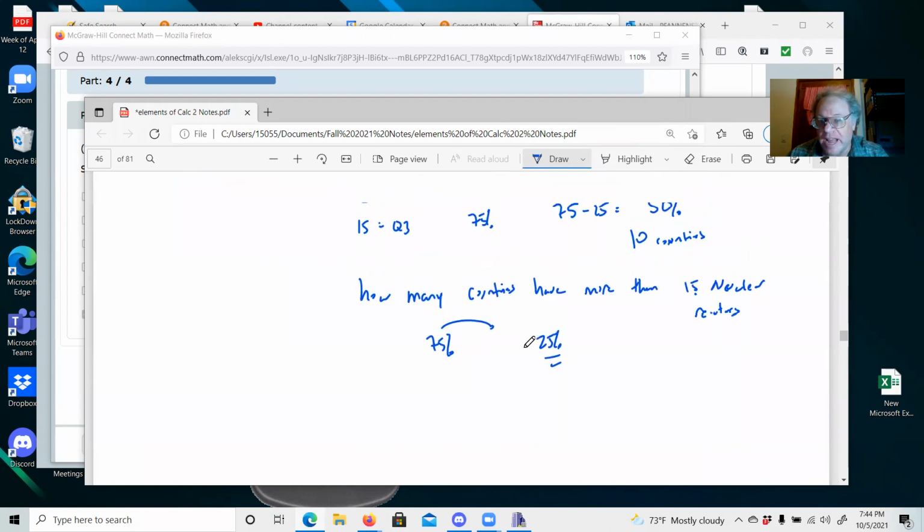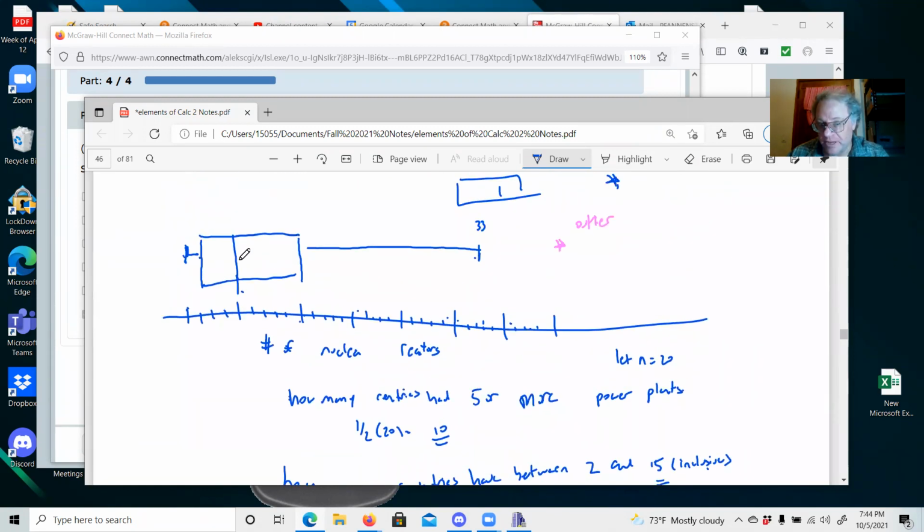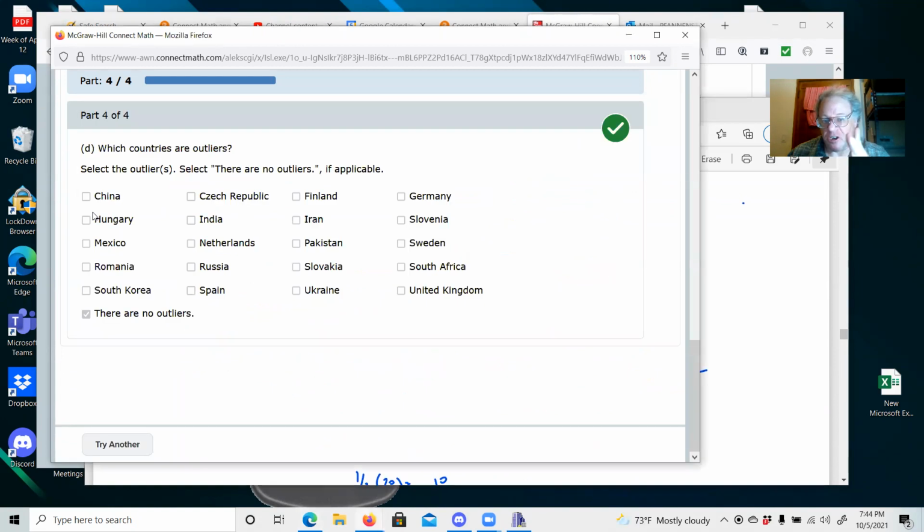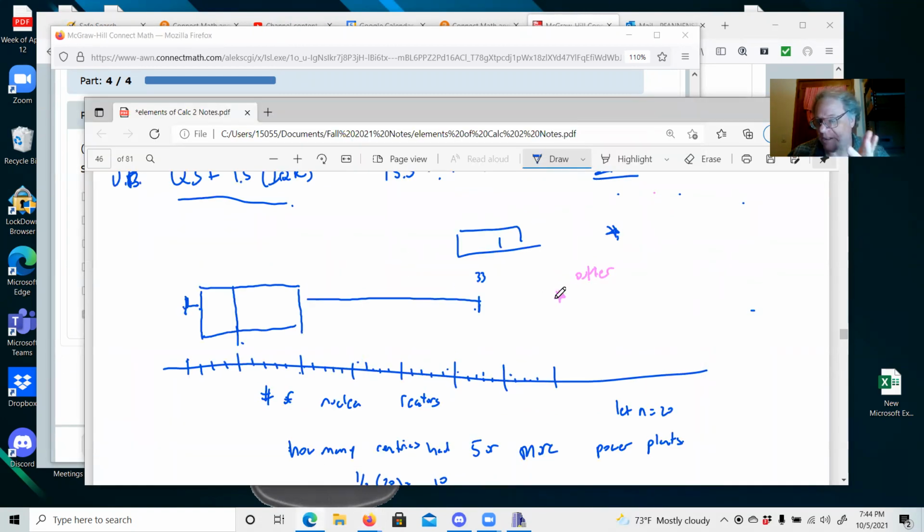Just look at your box and whiskers plots. I've drawn it, so you don't have to draw one. There's actually 2 of them, because we're doing compare and contrast. I might have countries in Europe versus countries in Asia: how many nuclear reactors do they have? We'll have 2 of these little graphs for you.